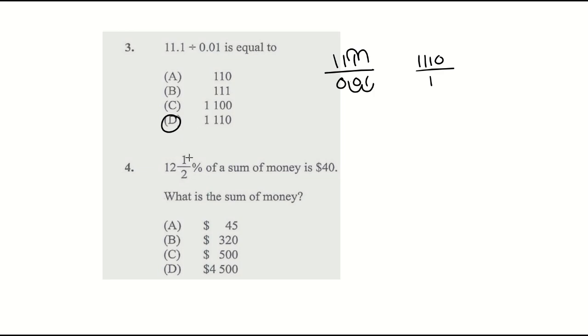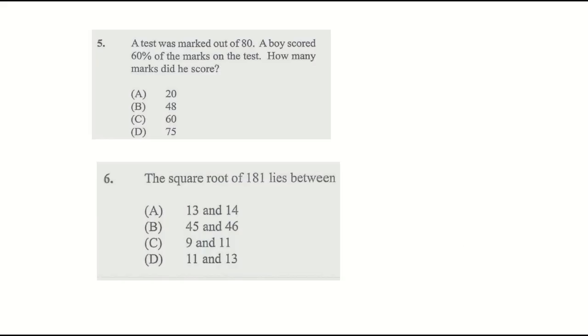12.5%. You need to understand that 12.5% is 1/8. So they ask me for 1/8 of the sum of money, so 1 over 8 multiplied by x equals 40. So x would be 40 divided by 1/8, which equals 40 multiplied by 8 over 1, which is 320. So the answer is B. This one, the test mark out of, this is our next repeated question. 60% of 80, which is 6 8s of 48, so the answer is B.